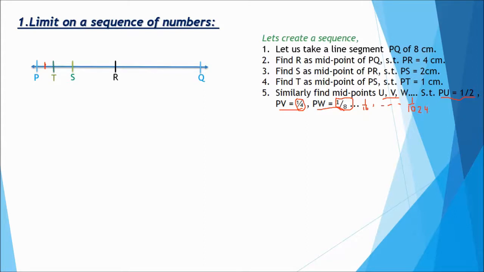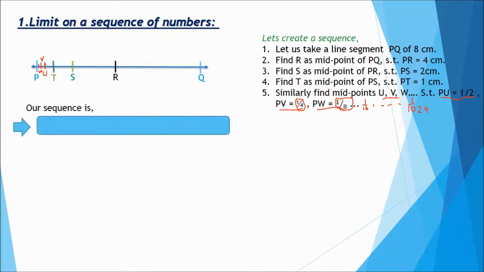We are making half of everything, isn't it? Now if we assume this is U, the midpoint of PU will be V, and again the midpoint will be W, and we will continue this process many times. Now let's see our sequence. Our sequence is PQ, PR, PS, PT, PU, PV, PW and so on. Isn't it? It is an infinite sequence. We are creating an infinite sequence.